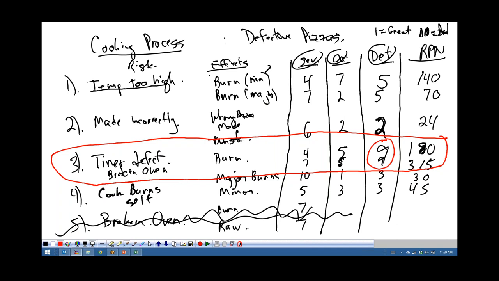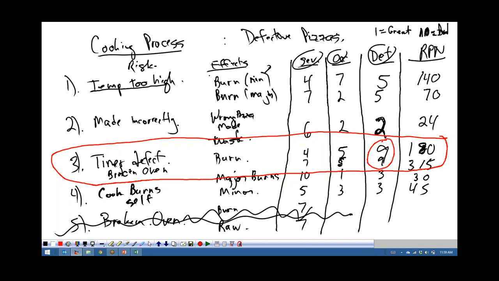So what might be a way that we could improve this particular process or reduce the defects? What leaps to mind once we look at this? Okay, I'll be students able. How about buy new ovens? That might help, right? Okay, what else? Surely you can come up with better ideas than that.